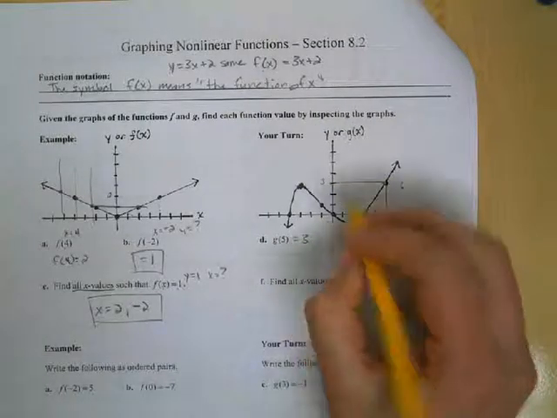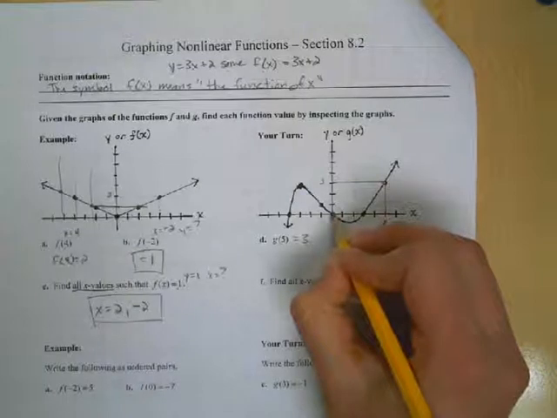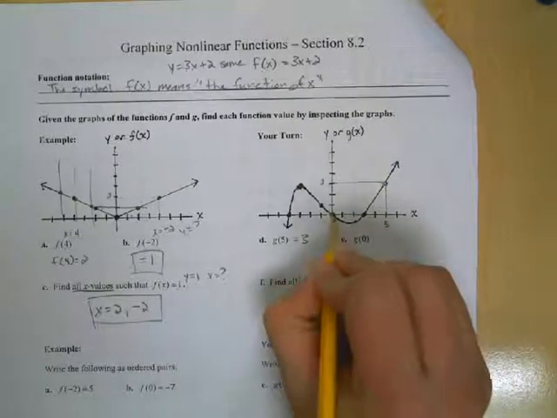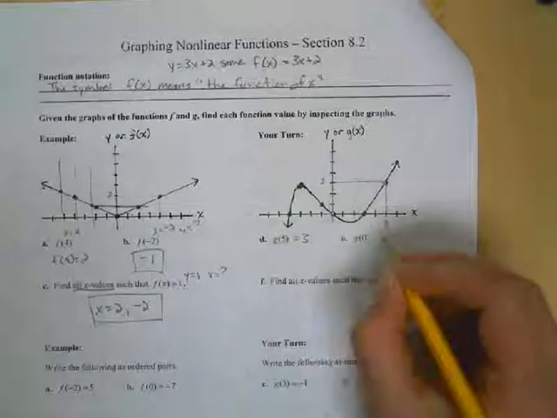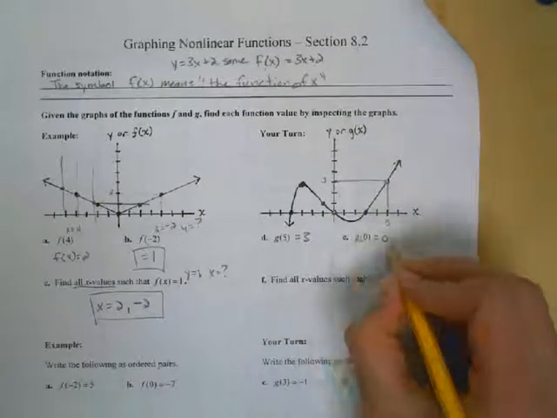Okay, so when x is 0, well here it is hitting the graph. This is where x is 0. What's my y value here? The y value on this line is 0. So when x is 0, y is also 0.